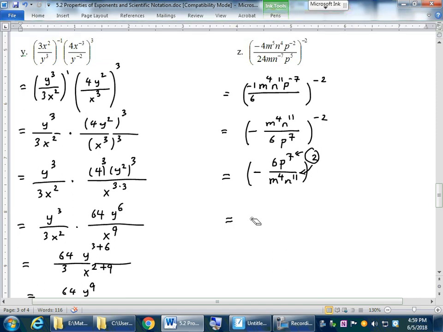So no more negative. Okay. And applying to the numerator, 6 squared is 36. P to the 7 power to the second power is P to the 14 power. M to the 4 power to the second power is M to the 8 power. N to the 11 power to the second power is N to the 22 power, and that is my final answer.